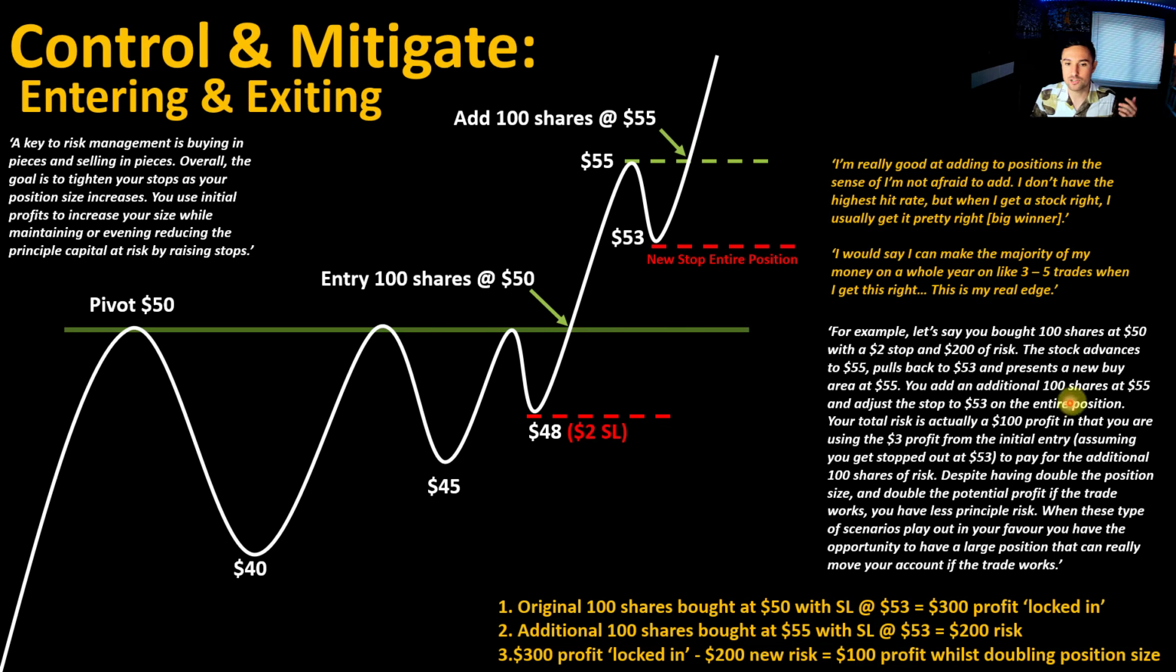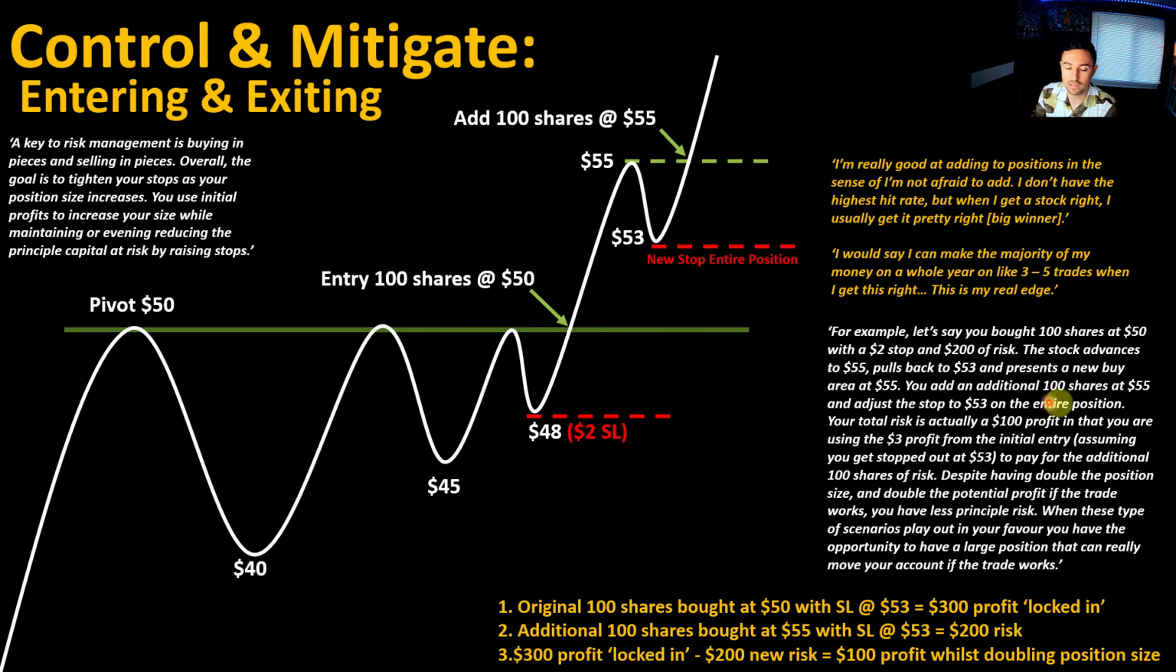You add an additional 100 shares at $55, okay, in here, and adjust the stop to $53 on the entire position. So we're moving the stop loss up to where we bought the first batch of shares. So we're actually locking in some profit. I will just read the whole thing, then I'll go through it.